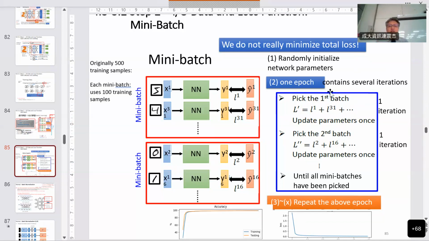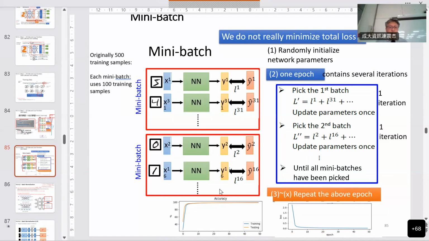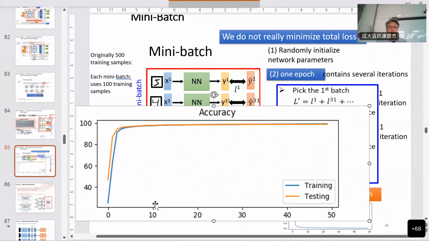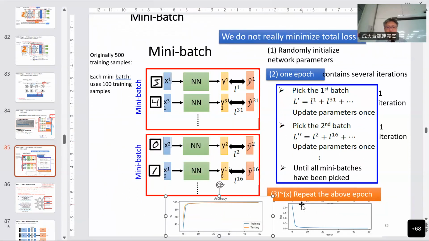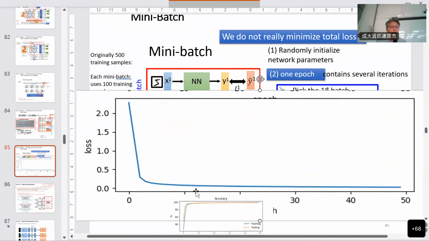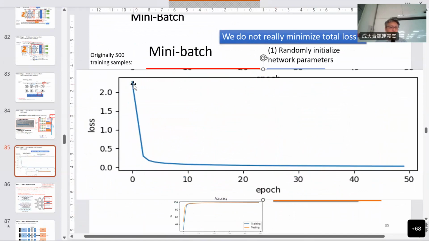The other thing is that for each iteration, you update your parameters one time. These two figures in your homework are both important. The first one is your epoch against your accuracy. We hope after several epochs our accuracy will be high. But not only this is important, the other is your loss function. We hope after several epochs your loss will be reduced close to zero.